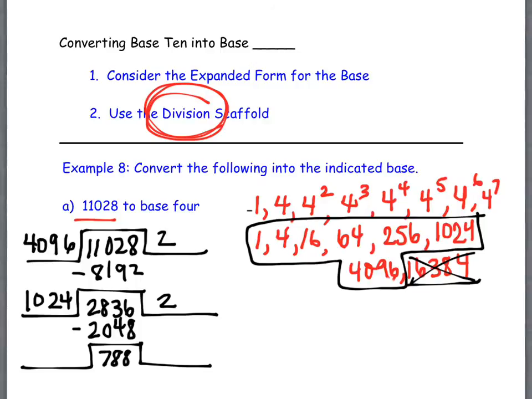788. We're going to use our next power of 4, which is 256. How many times will 256 go into 788? 3. What is 3 times 256? 768. Which I subtract, I get 20. All right, I need some more space, so I'm going to move a little bit of this up a little bit.